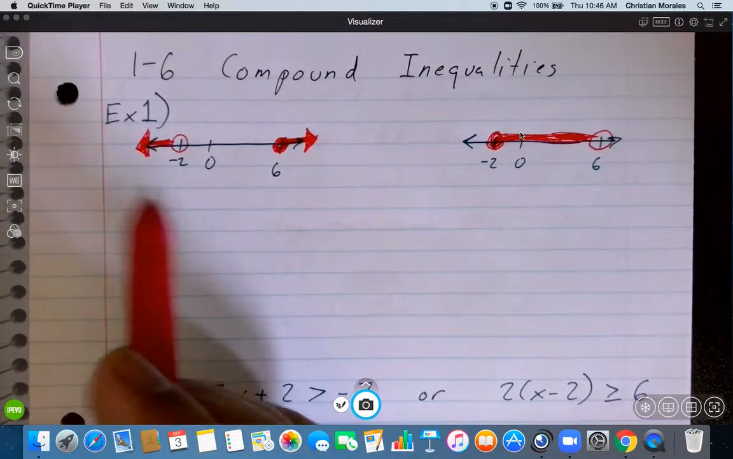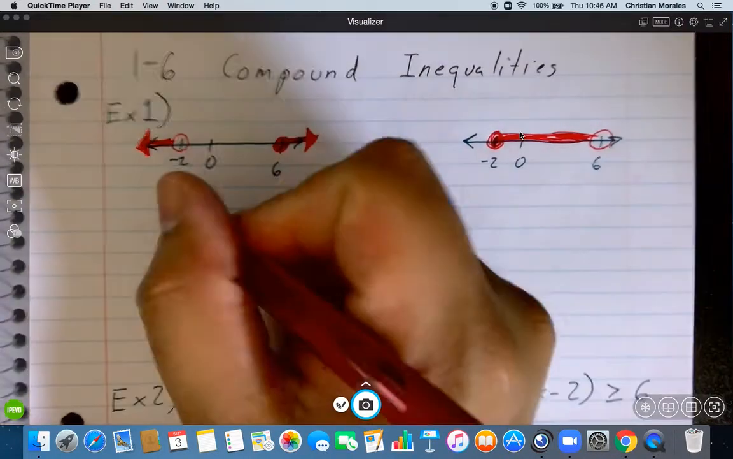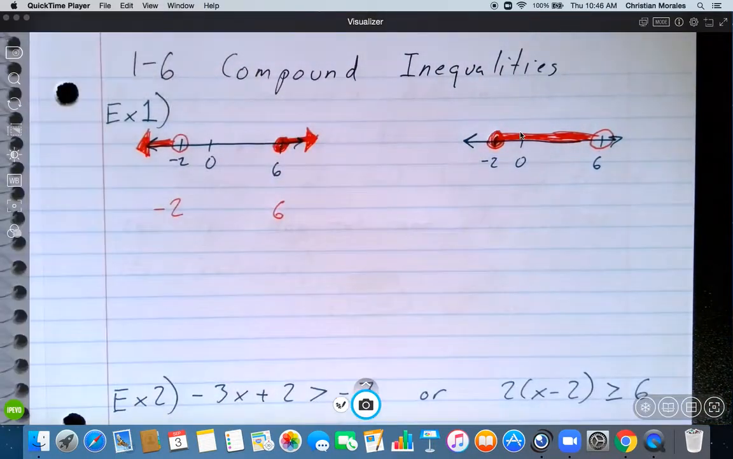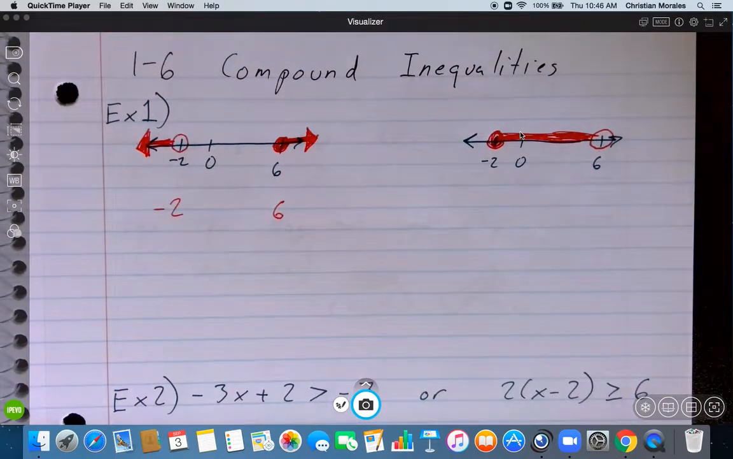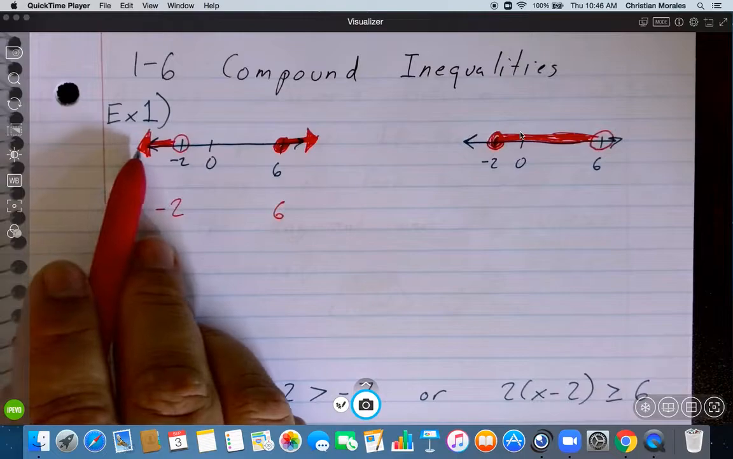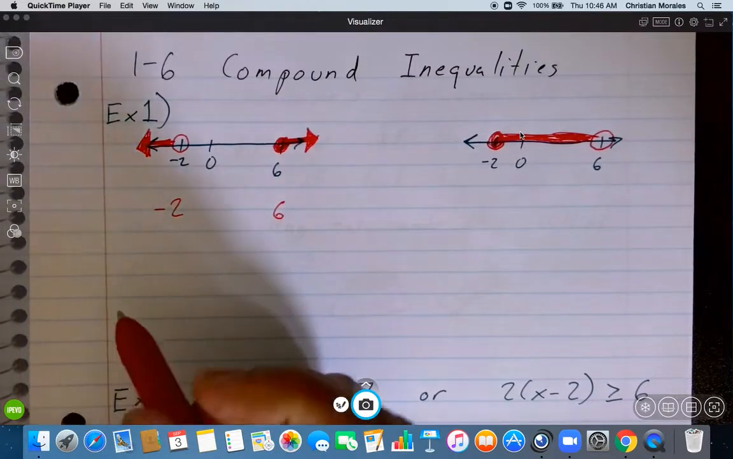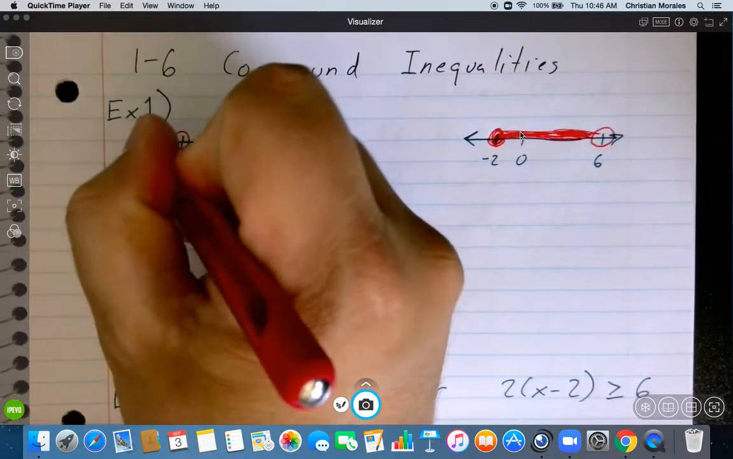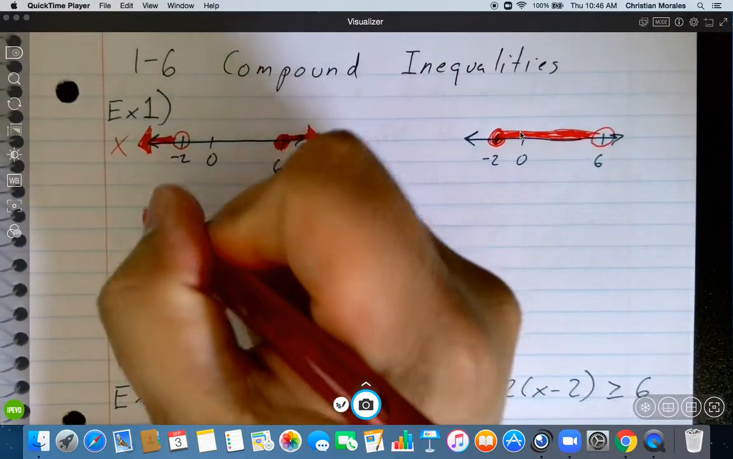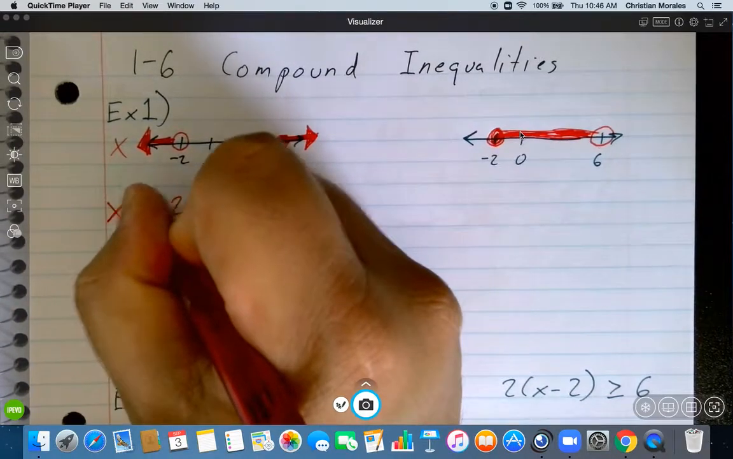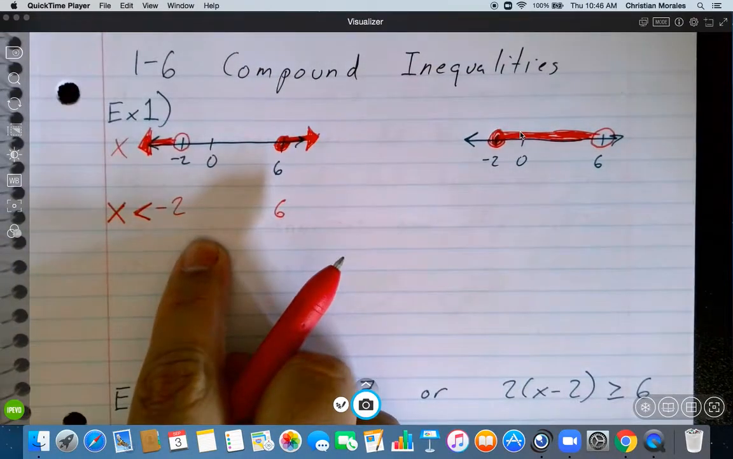What I start with is the numbers. Here I see a -2 and a 6 is where the circles are. What I need to write down is what kind of inequality gave me that answer. I notice that the arrow's going left, so my answer is less than. Now remember, you're answering for x. The arrow is x. So x is less than -2.